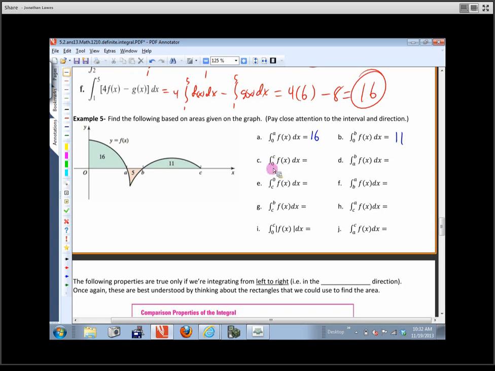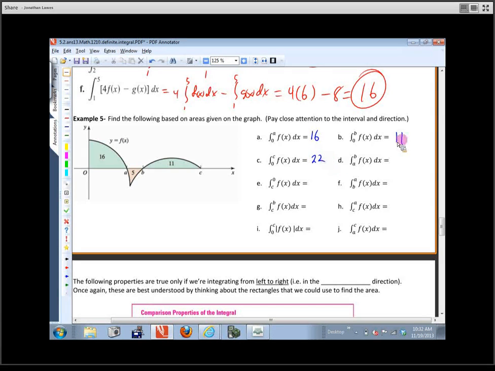So we're going to go from 0 to C. Start here, go all the way to there. We're integrating in a positive direction. Anything above counts as positive, anything below counts as negative. So if I add up the two positive areas, I get 27. If I subtract off the negative area, I end up with 22.